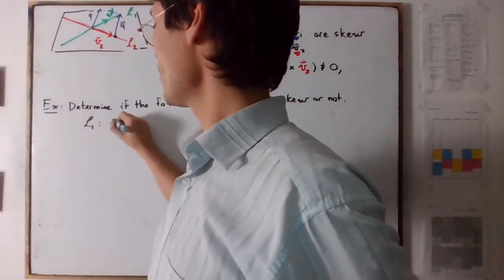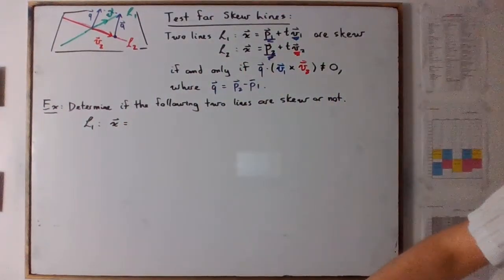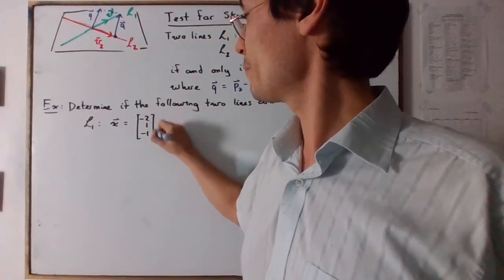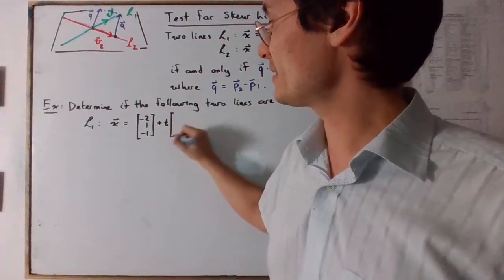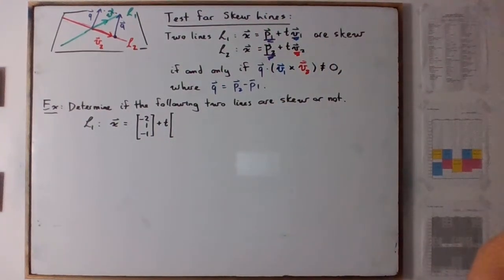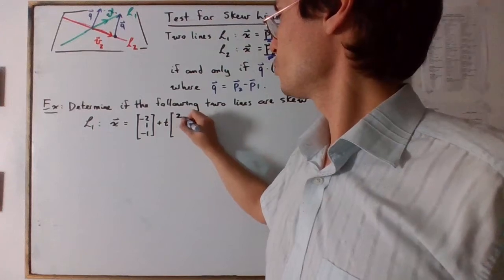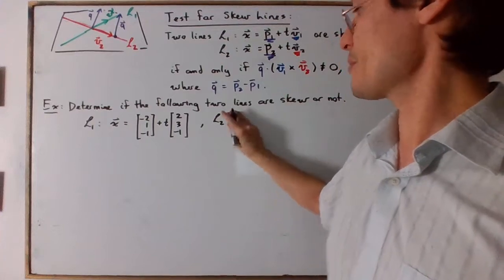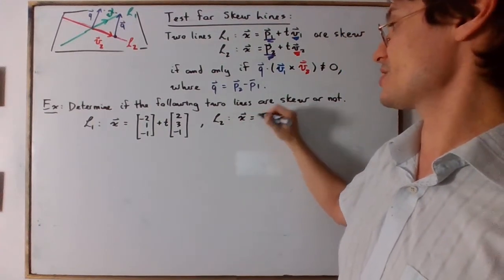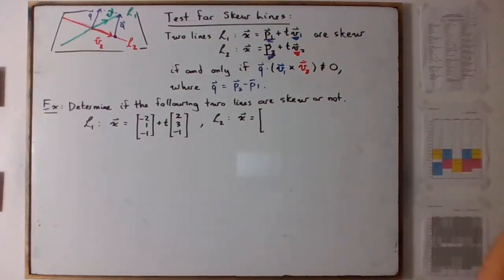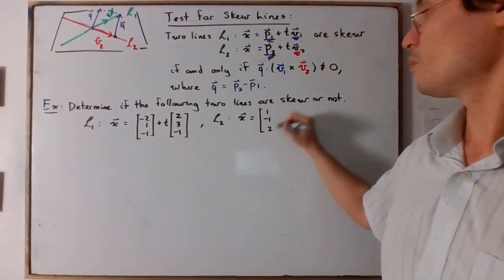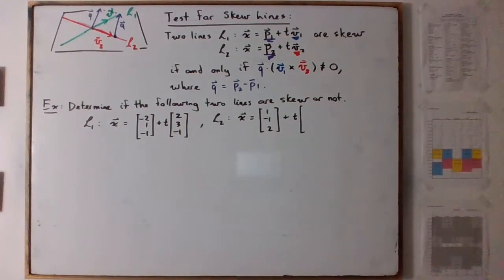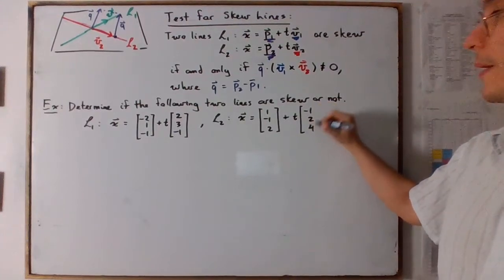We have L1, which is equal to X, negative 2, 1, negative 1, plus T times 2, 3, negative 1. And L2, a very similar formula but a different position vector and direction vector. The position vector is 1, negative 1, 2, plus T times the direction vector negative 1, 2, 4.